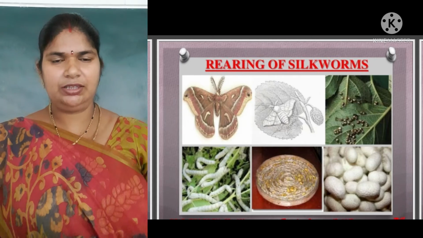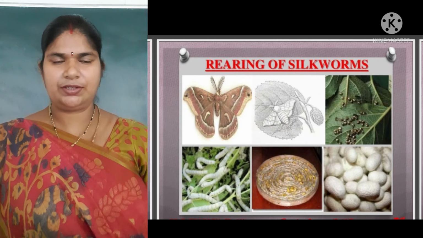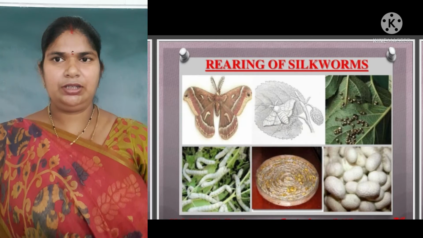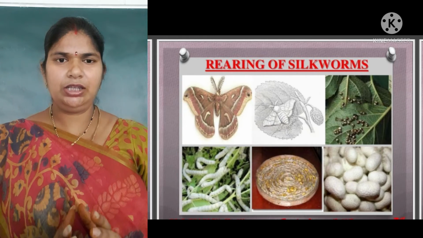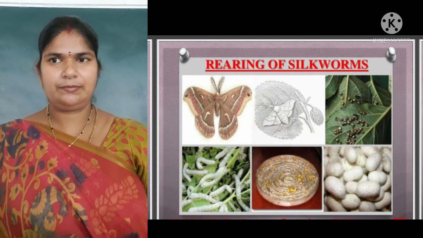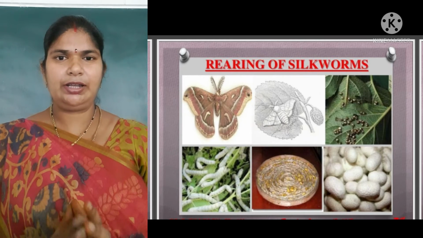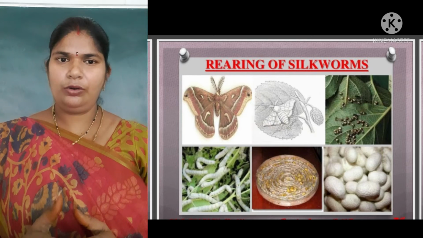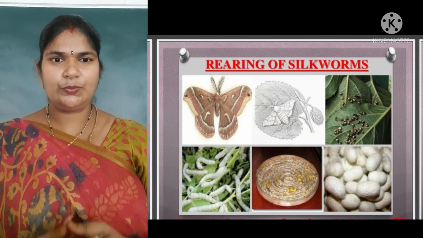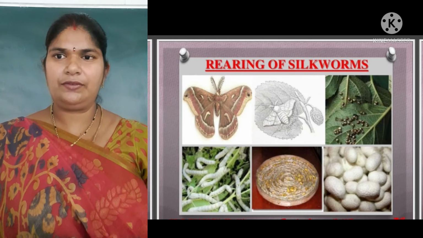First let us see the first step of silk production, called rearing of silkworms. The female silk moth lays eggs which are stored over a clean cloth, paper strips or twigs. The eggs will be warmed at a suitable temperature. Now the eggs break open and it is called what? The caterpillar or silkworm, which is the larval stage.